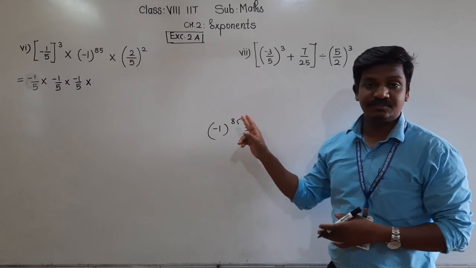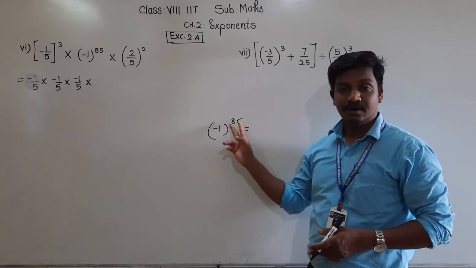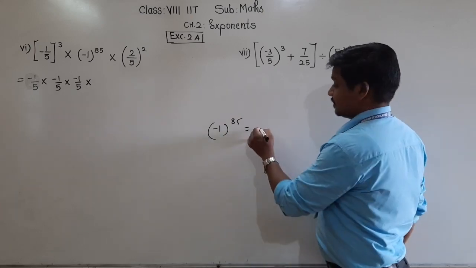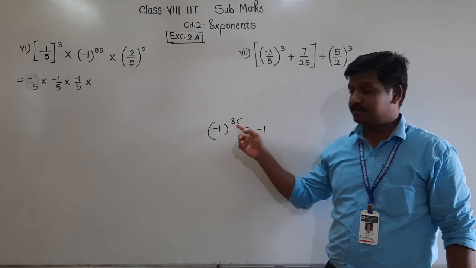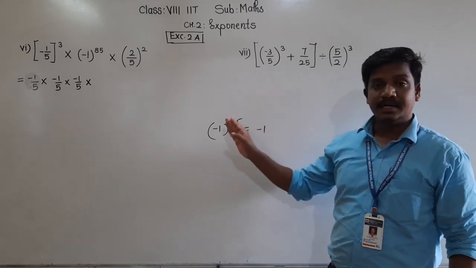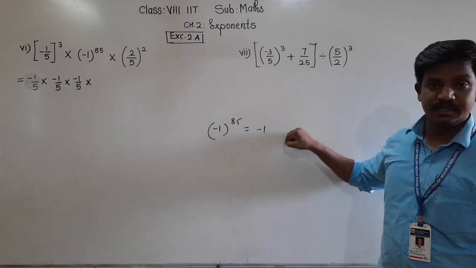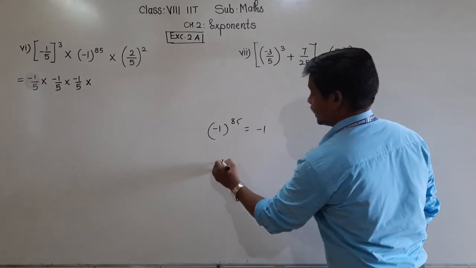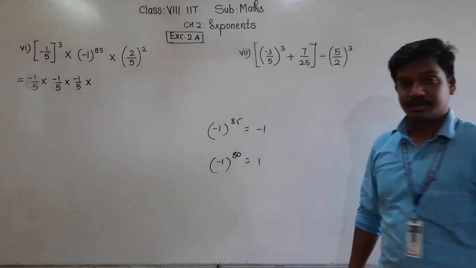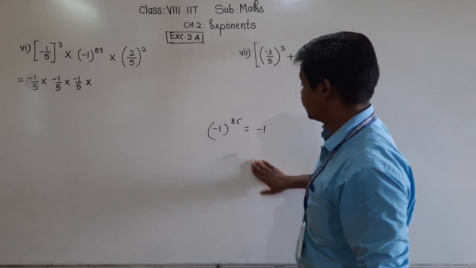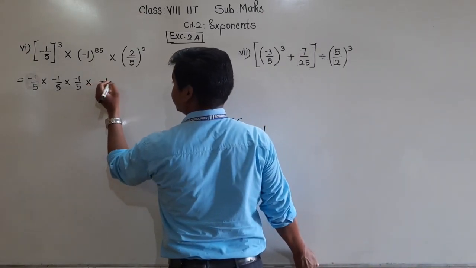No. Here the fact which we have learned: if minus 1 has odd power, its answer is minus 1 itself. Correct? It is an odd number. Last digit is 5, that's why it is an odd number. So when negative 1 has odd power, its answer is minus 1 itself. If minus 1 has any even power, then its answer is positive 1. Remember this. Once again I am repeating. So here minus 1 raised to the power 85, its answer is minus 1 itself.